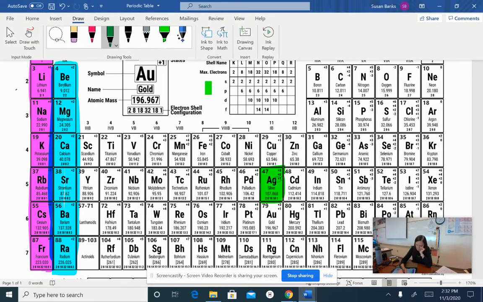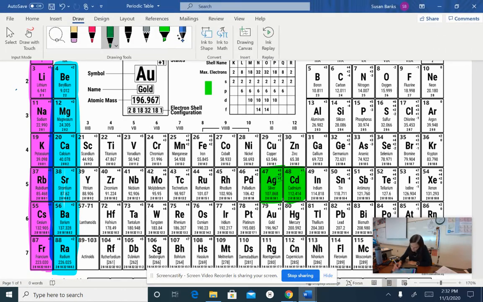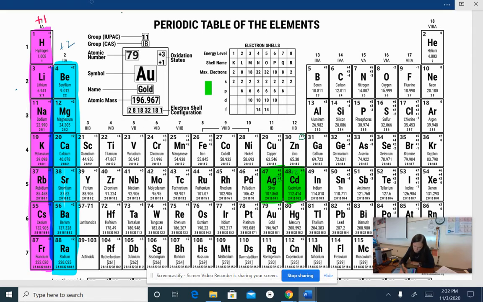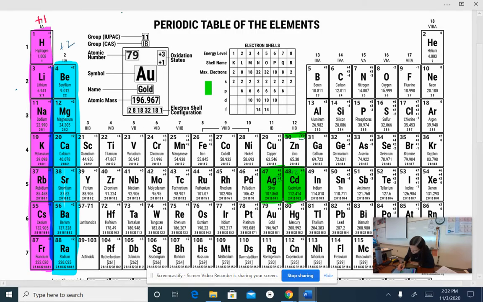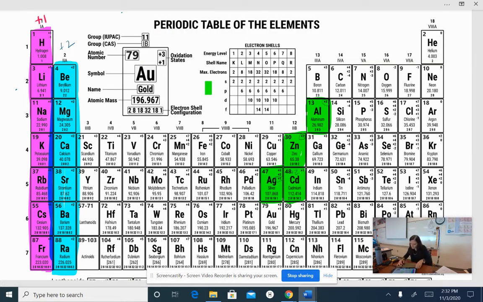Cadmium says it's a +1, but it's always a +2. So let's put that in green. That's a +2. Zinc is always a +2. So I'm going to just circle that +2. And then aluminum is always a +3. It's guaranteed all the time. So aluminum is always a +3. Okay?